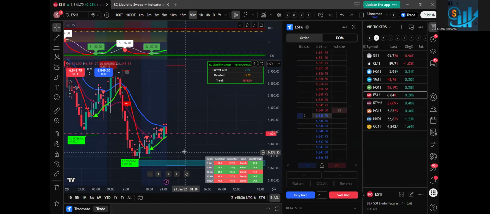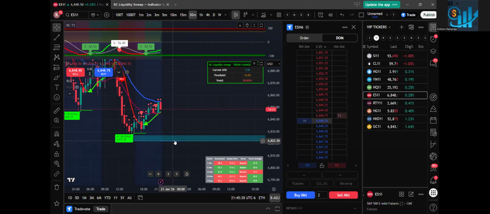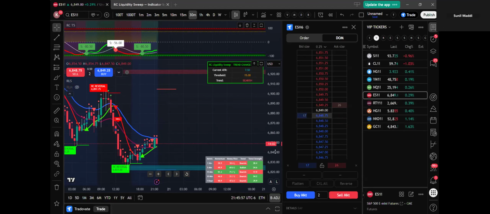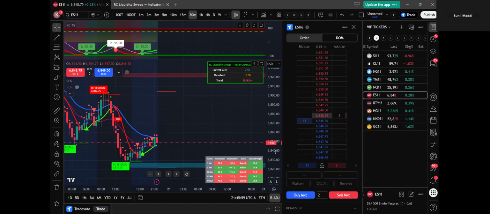So here it is telling that again there is a strong support here, right? Your blue line is your support. So it is indicating that overall in 30 minutes the trend changed from bearish to bullish now. And this is your potential target tomorrow, around 6904. If it breaks 6904, then 6922 is the next target.